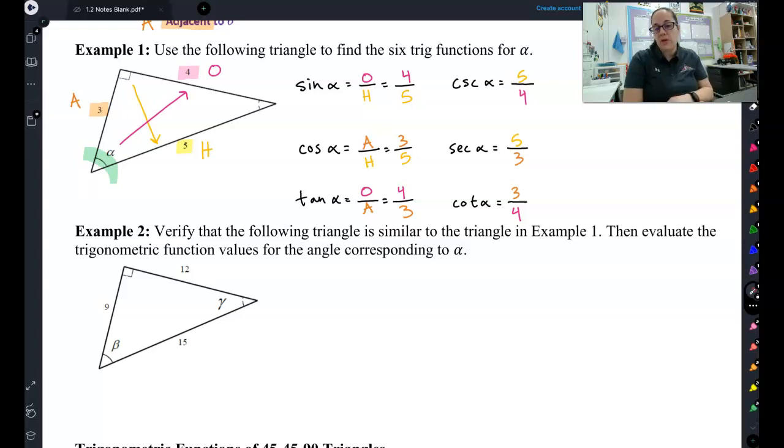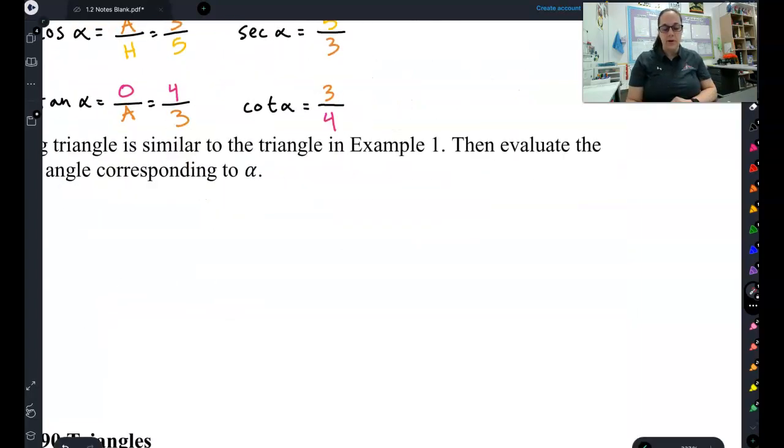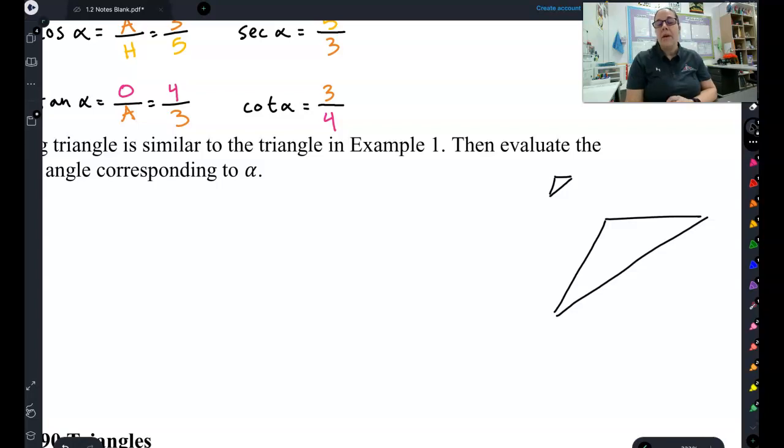Let's talk about right triangle trigonometry with similar triangles. Now what I'd like to do first is come over here and do a little reminder of what a similar triangle is. So, similar triangle, let's say I draw this little guy, and then I draw this big guy.